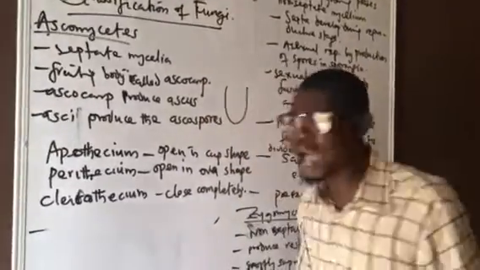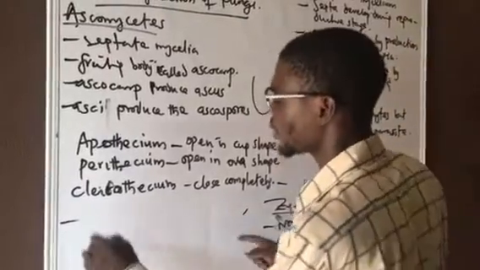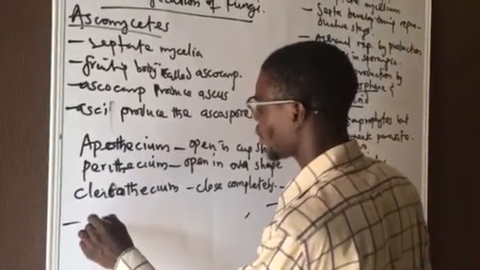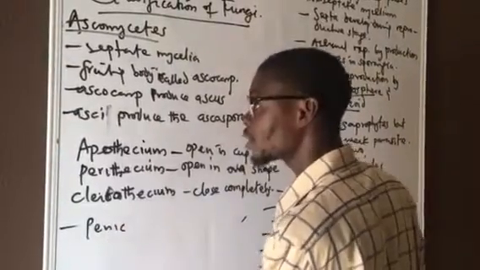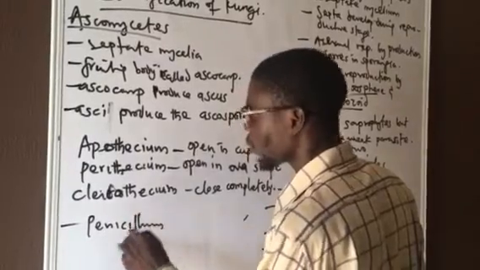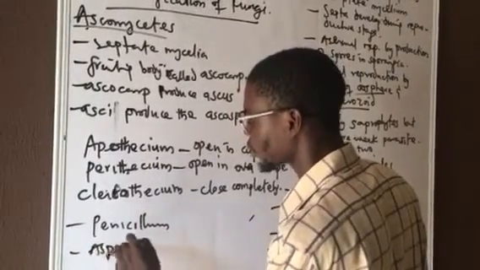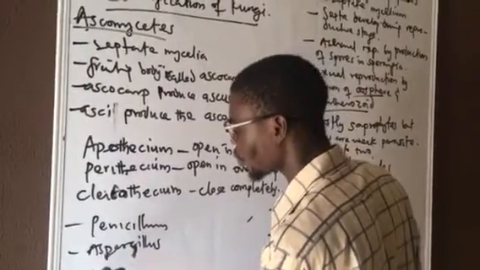Now, examples of the Ascomycetes are Penicillium. We make penicillin from Penicillium. We have Aspergillus. We have Neurospora.